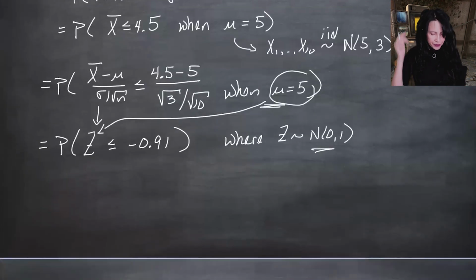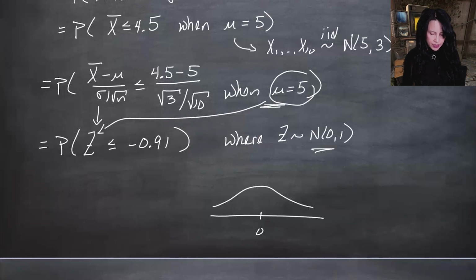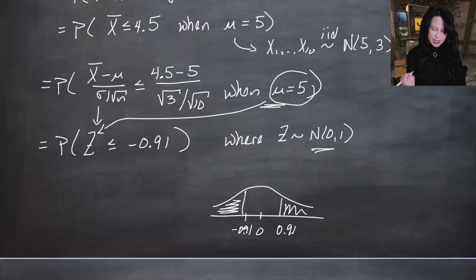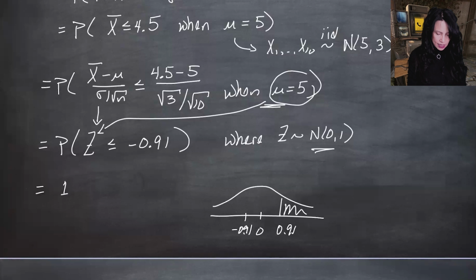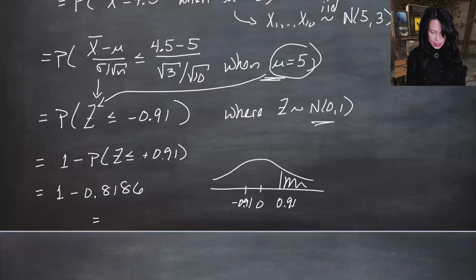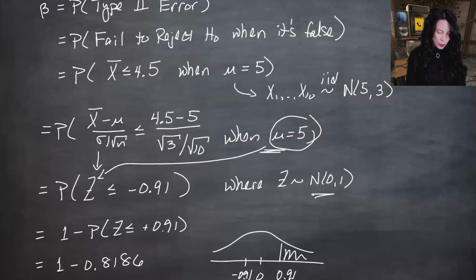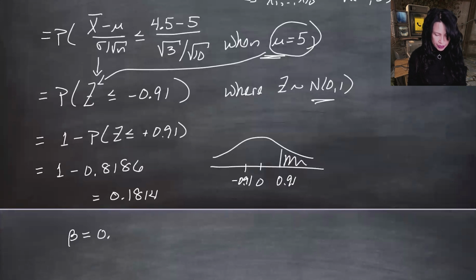Right. So if you are trying to go to your table, you have a 0 here and like a negative 0.91 here, and you want a probability like this, which by symmetry is the same as the probability of being above positive 0.91, but our table gives us less than probabilities. So this stuff up in the right tail is 1 minus everything below it. So this is 1 minus the probability that z is less than or equal to positive 0.91. And you can go to your table and get that. And I encourage you to do that just to make sure you can find these things. And this turns out to be 0.1814. So that's our beta. That's our probability of making a type 2 error.